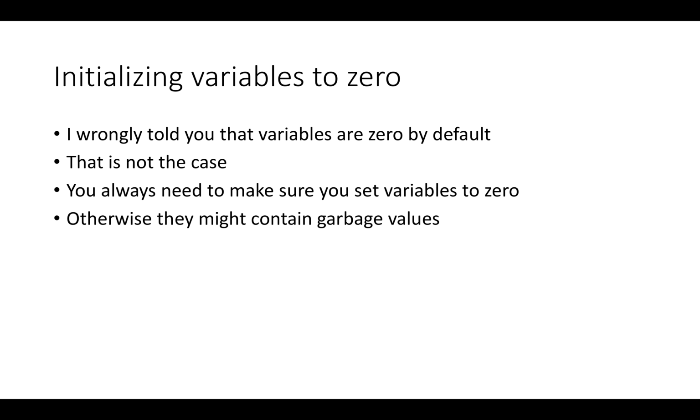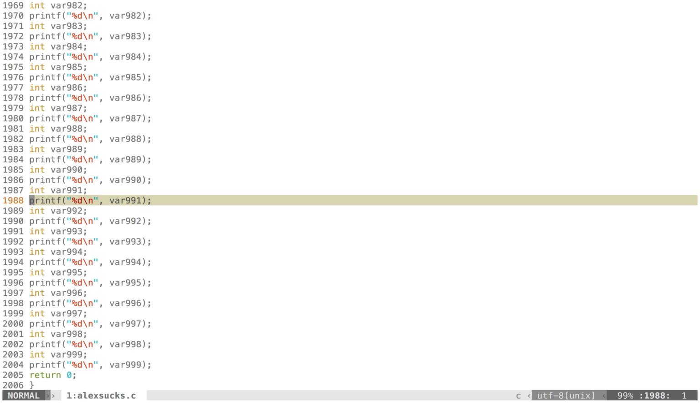So, looking at this example, we have alexsucks.c. Remember when you peeked at my assignments and you saw one about Carter? So what this does is declare 1,000 variables and print the value of each of them.